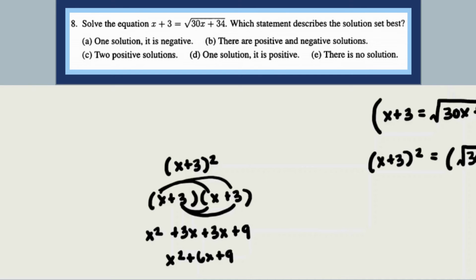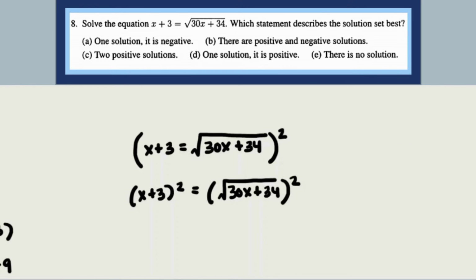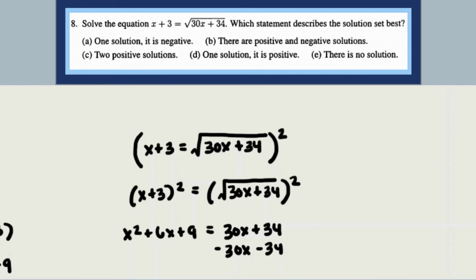So I'm going to rewrite that over here. So we can rewrite our x plus 3 squared to become x squared plus 6x plus 9 equal to, and the square root of 30x plus 34 squared, the radical will actually cancel out and it'll just leave us with 30x plus 34. The next thing we want to do is we want to set everything equal to 0. So I'm going to subtract 30x and 34 on both sides.